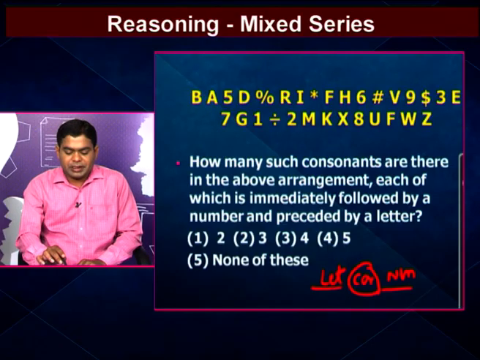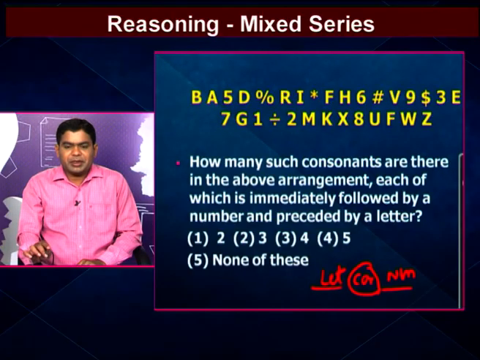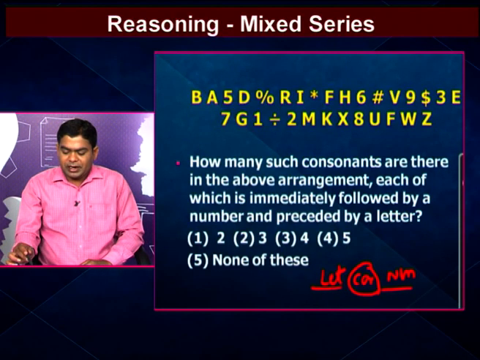In our given series B is a consonant but there is no preceding letter. After that we go to the next consonant, that one is D, but there is no letter on the left side. After that we go to the next consonant, so here R is there, that consonant must be preceded by a letter but there is no letter. After that we go to the next consonant, that one is F. Here the preceding element is a star, that means that one is not satisfied. After that we go to the next consonant, that one is H. Here it is preceded by a letter as well as followed by a number, that means H satisfies the given condition.